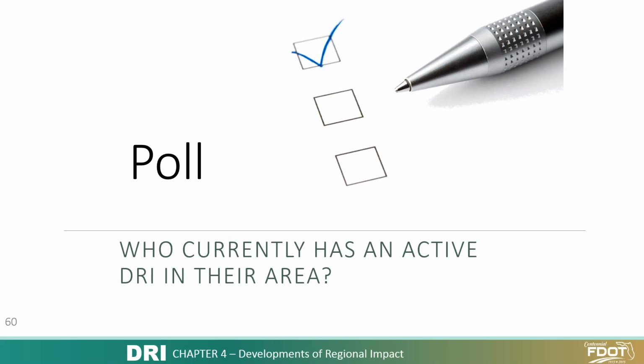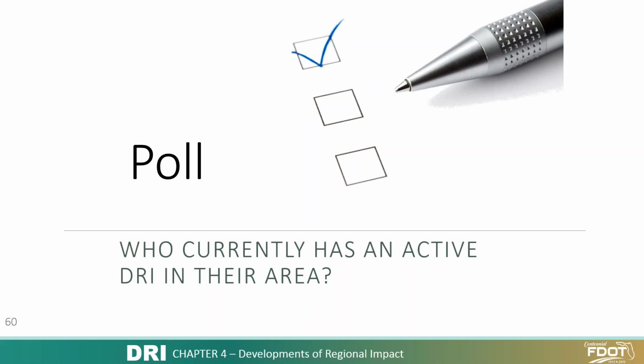Very good. The reason we do ask this is that in so many ways, reading between the lines of all the changes in the developments of regional impact procedures, the change in philosophy is that it seems like they have moved a lot of what the state wanted done in developments of regional impact to the comprehensive plan and intergovernmental coordination with those comprehensive plans.